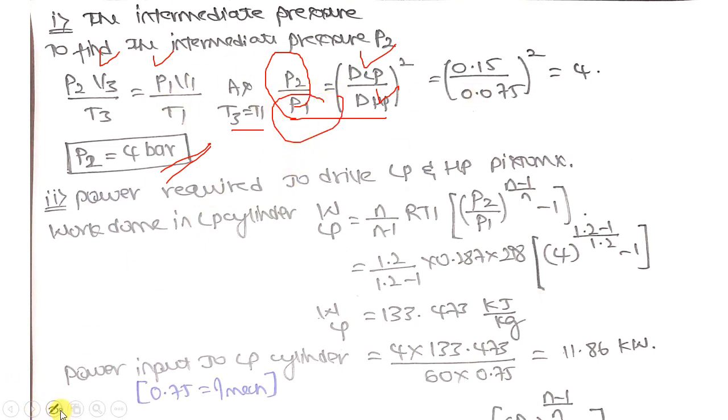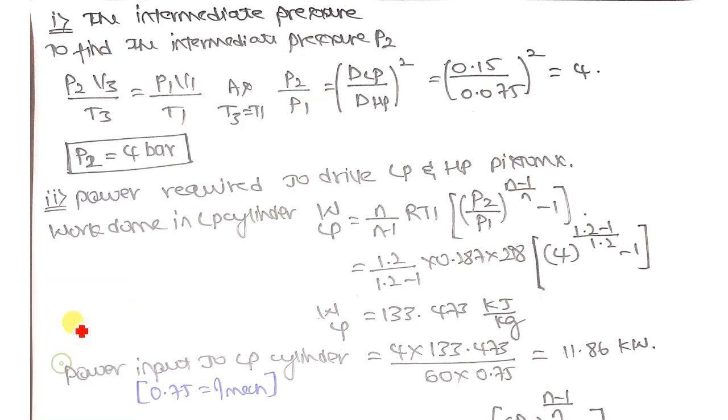Now, the power required to drive the HP and LP pistons. First we shall calculate the work done in the LP cylinder. Apply the same formula which you have been applying in all the previous problems. You know all the values, so the work done in the LP cylinder is given as this much.